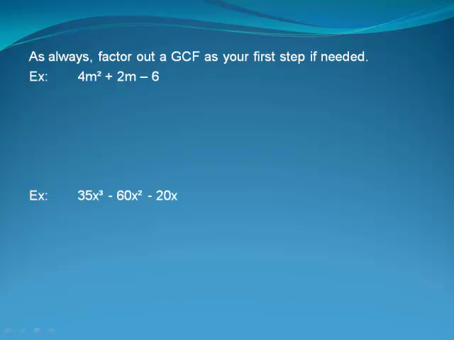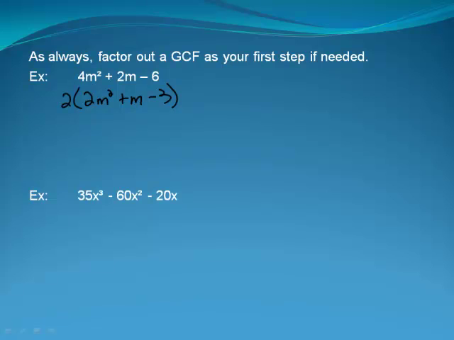Okay, so as always, when doing any kind of factoring problem, you always look for a greatest common factor as your first step if needed. Now, we didn't look for that in the previous examples because I knew that there weren't any. But now we're going to start looking at greatest common factor as our first step always. So notice in this top example, 4m squared plus 2m minus 6, there is a common factor of 2 we could pull out. So if you pull 2 out, you're left with 2m squared plus m minus 3.